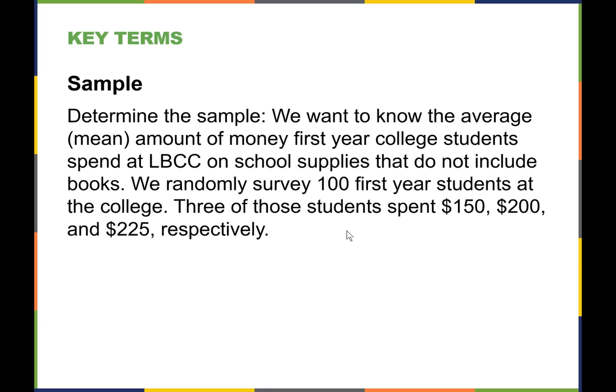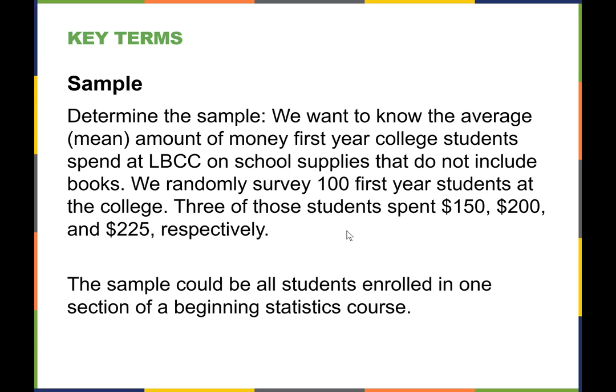Well, we randomly selected 100 first-year students. Those 100 first-year students could be our sample. We could have enrolled them. They could all be in one class if we wanted them to. It just depends on how we did the sample. So the 100 students that we asked to fill out the survey is our sample in this example.